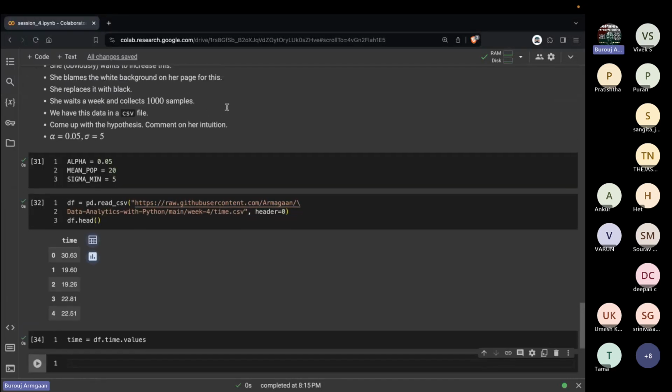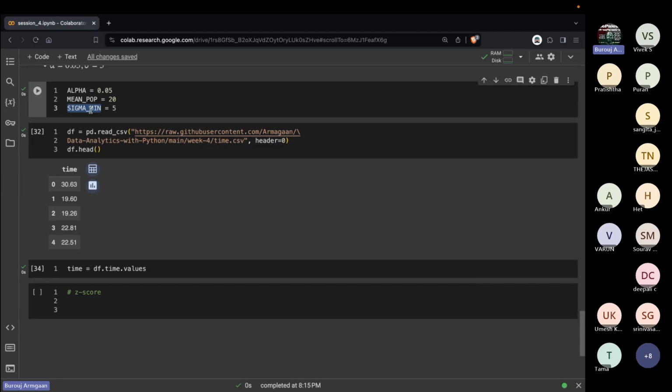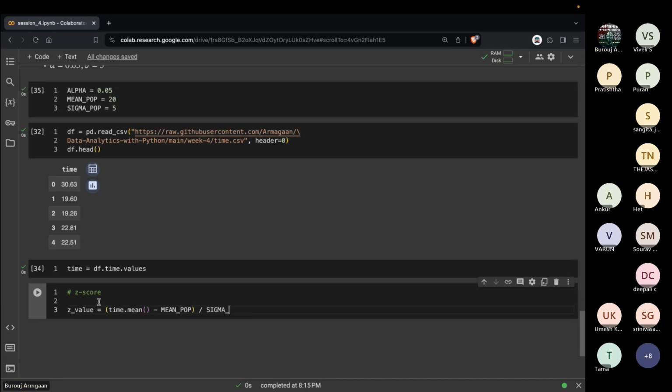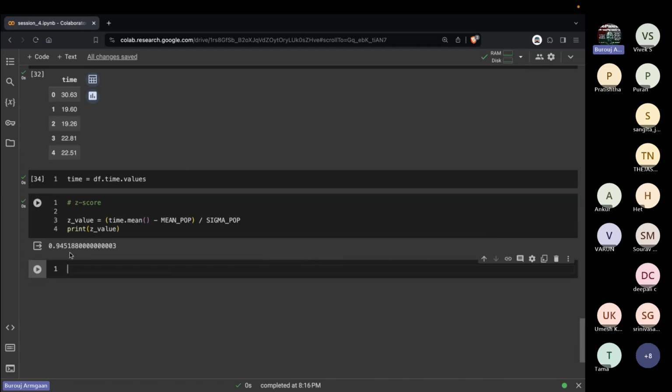So the idea is we want to compute the z-score. Since we know the population mean, and what have we written, sigma pop, the z value is very easy to compute. The z value is the mean of the time, so time.mean, I simply subtract the mean of the population and divide by the sigma of the population, and let's print this z value. Now the z value is 94.